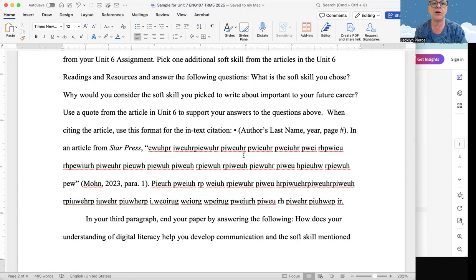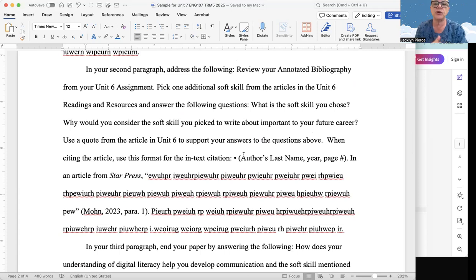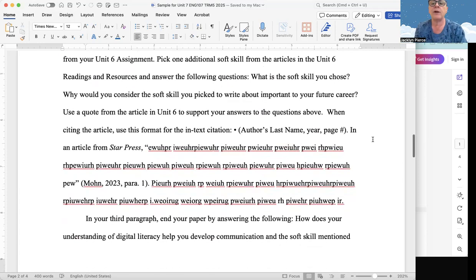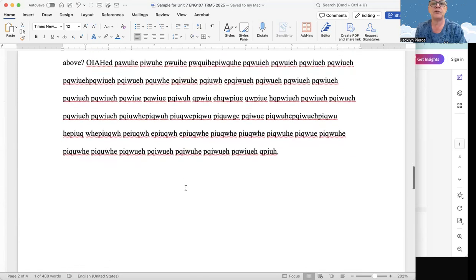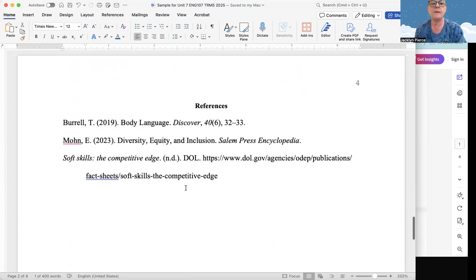Then in the second paragraph, again, the directions are there. Make sure you do not include those directions. Just write your paragraph. And we have another signal phrase in an article from Star Press. Now, I didn't use the author's name in the sentence, so you'll notice that the author's name does appear in the in-text citation, along with the year and paragraph 1. And then, of course, the third paragraph is all about you.